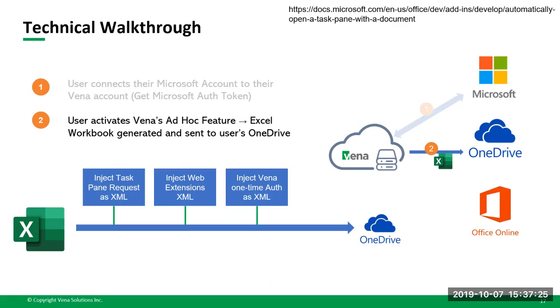Next, we inject a Vena one-time auth as XML into the file. So we inject our own authentication key into the file to be used later. And then we use the Microsoft OAuth token that we gained in step 1 to move that file into the user's personal OneDrive.